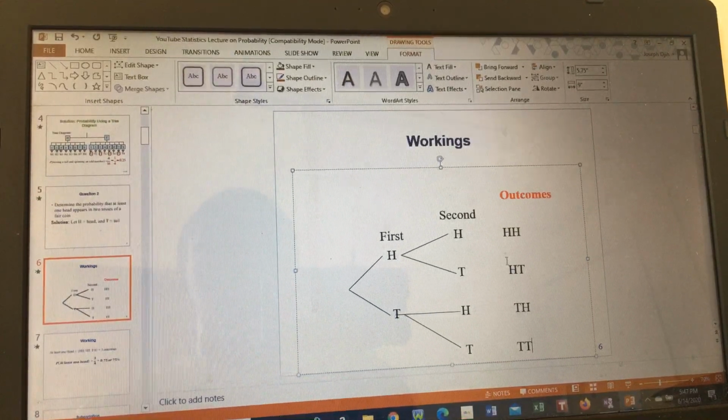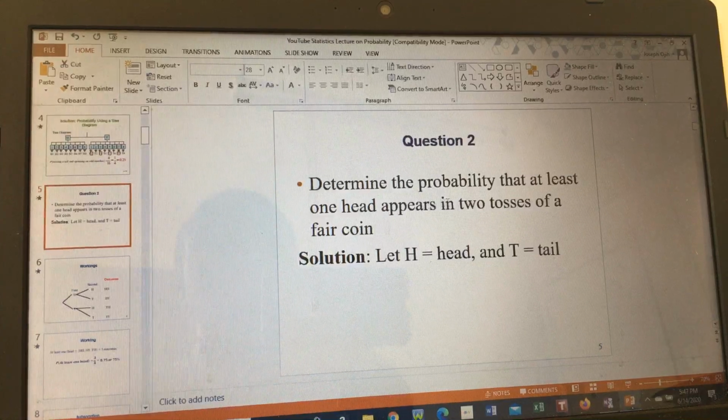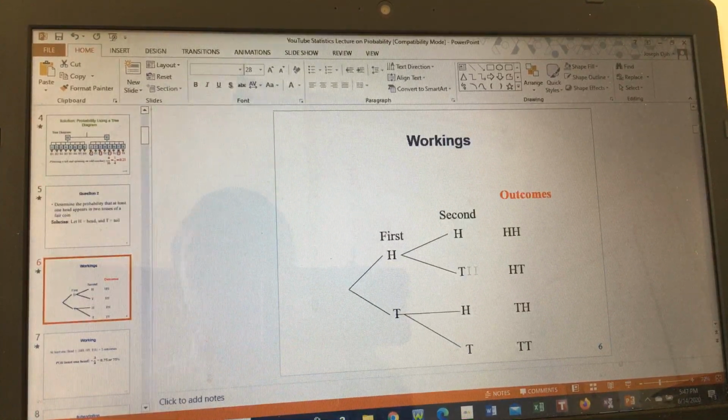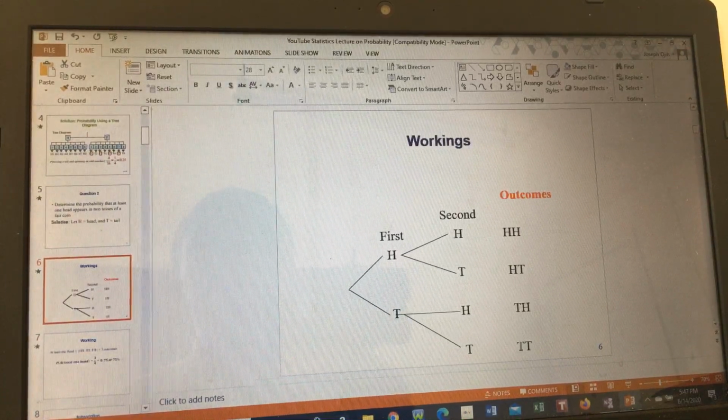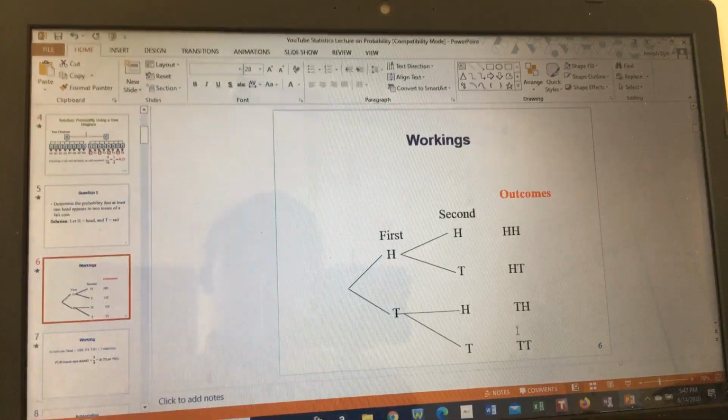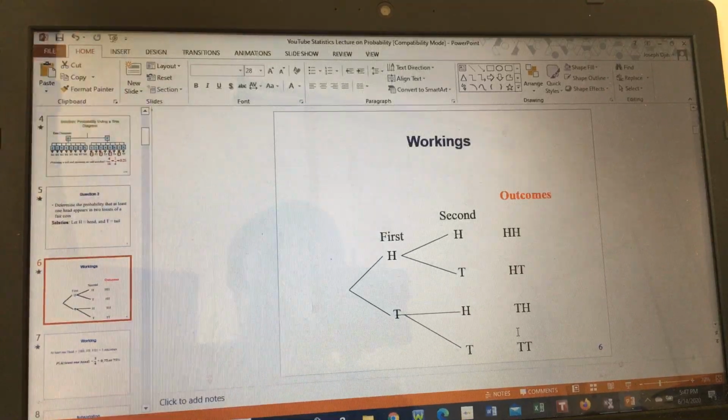This gives us 4 possible outcomes. Now the question was asking that at least one head appears. Of all these outcomes, at least one head is here. This one has at least one head. This one has at least one head. This one has at least one head. At least one head means one head or more.